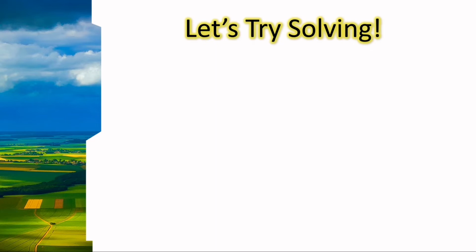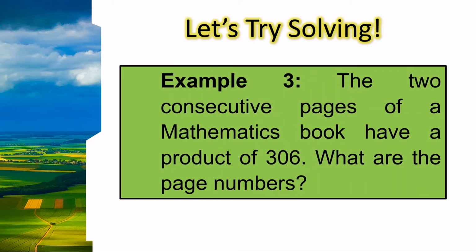Okay, let's have another example. So this time, the context is different. So everybody read the problem. Okay, so the 2 consecutive pages of a mathematics book have a product of 306. What are the page numbers? Take note of the problem. Read it several times as you can.